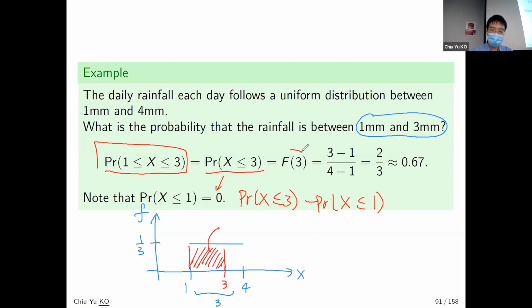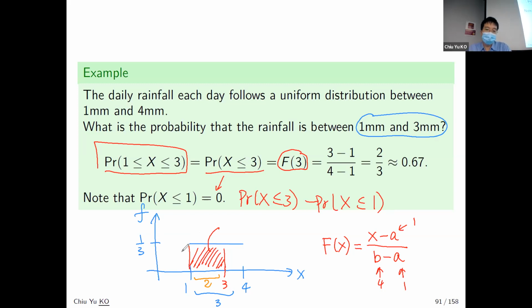That means we can apply F of 3. Remember the formula we derived, F of x is x minus A over B minus A, where A is 1, B is 4, and x is 3. Just put it there and you're done. But you also know from primary school math that the base is just 2 and the height is 1/3, so it's 2/3. This is very simple. Of course, you can apply the formula or you can do the graph.